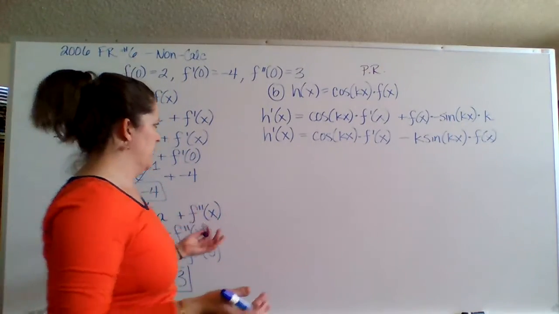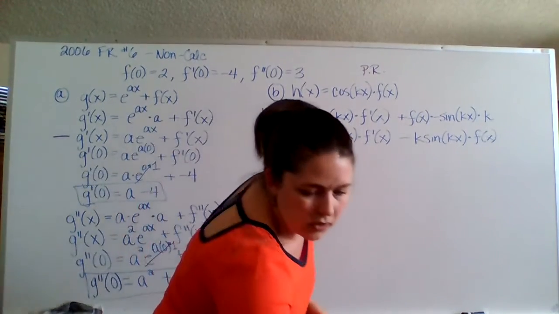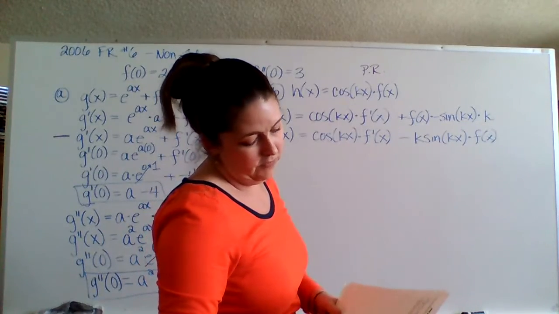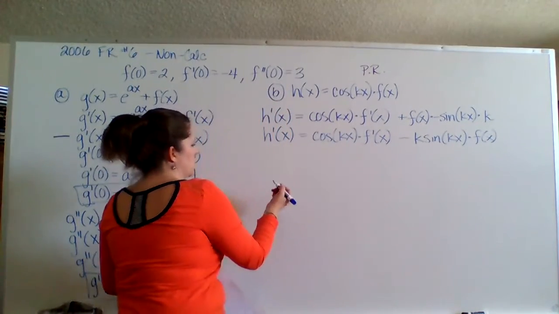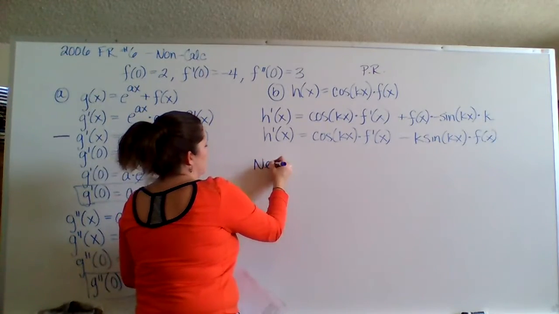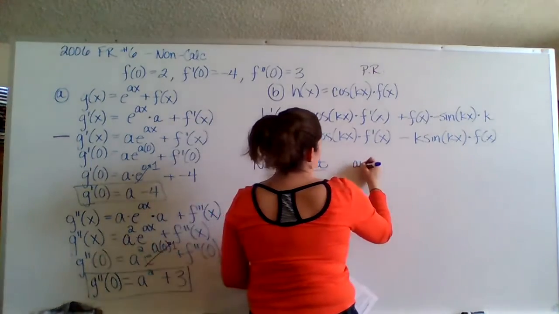So now that we have that part, remember that they want an equation of a tangent line, right? And they want us to write the tangent line of the graph of h at x equals 0. So don't we need 2 things to write an equation of one? We need a point, and we need the slope.